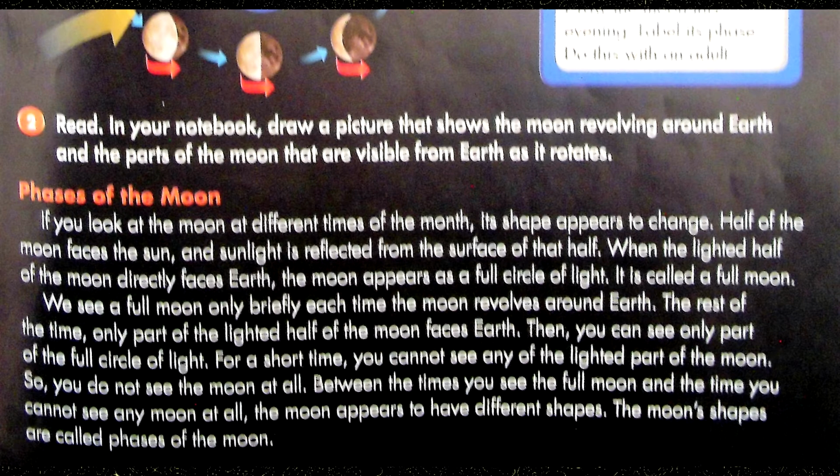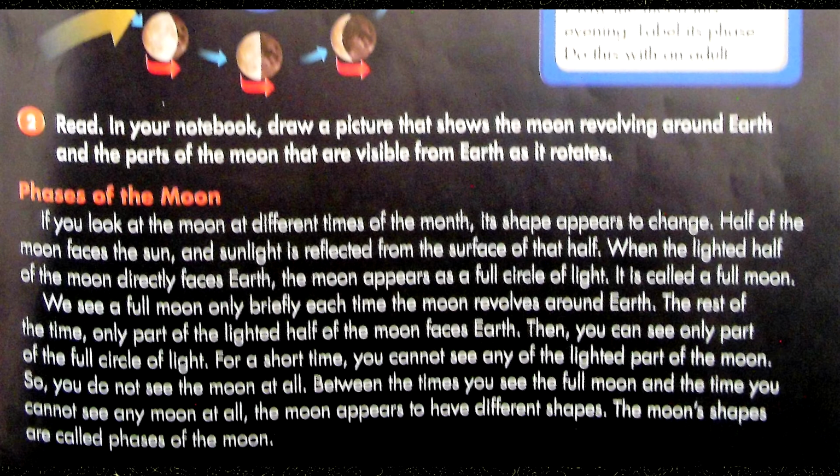We see a full moon only briefly each time the moon revolves around Earth. The rest of the time, only part of the lighted half of the moon faces Earth. Then you can see only part of the full circle of light. For a short time, you cannot see any of the lighted part of the moon. So, you do not see the moon at all.